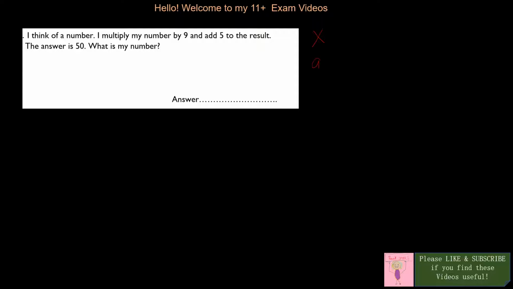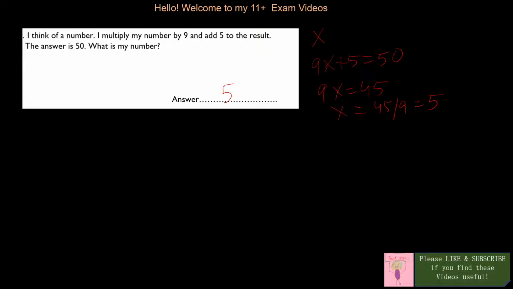So if you multiply 9 with X, you get 9X, and then I add 5 to the result, and my answer is 50. Solving for X, we will get 9X equal to 45. So X equals 5. So the answer is 5.